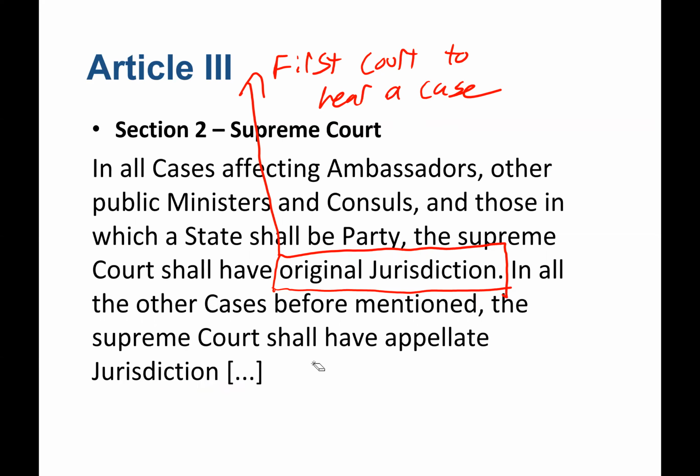This is in contrast to this term, appellate jurisdiction. When a court has appellate jurisdiction, it means it's hearing an appeal. That's where the term appellate comes from. It's referring to an appeal. Appellate jurisdiction means a court is reviewing some ruling from a lower court.